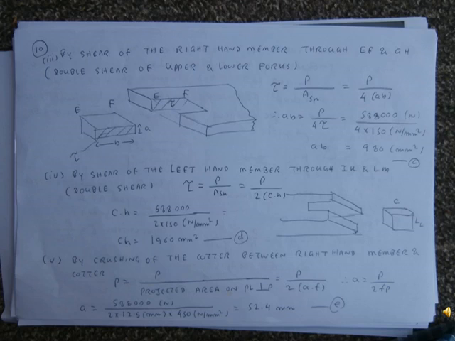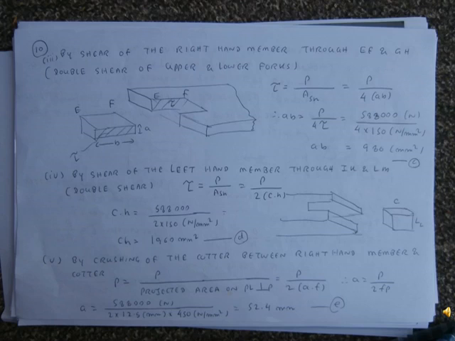And number 4 is the shear of the left hand member through IK and LM. This is the shear stress, equal to P divided by A shear. So this is equal to P divided by 2 multiplied by CH. Therefore CH is equal to 588,000 divided by 2 multiplied by 150. So we got CH is equal to 1960 millimeter square.